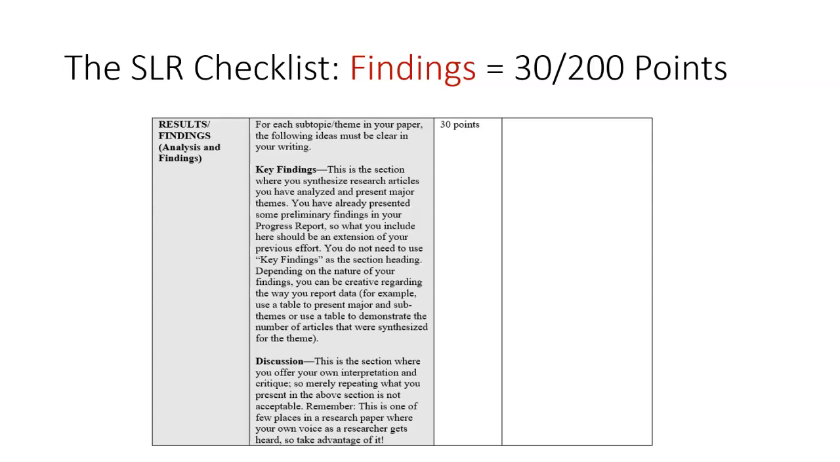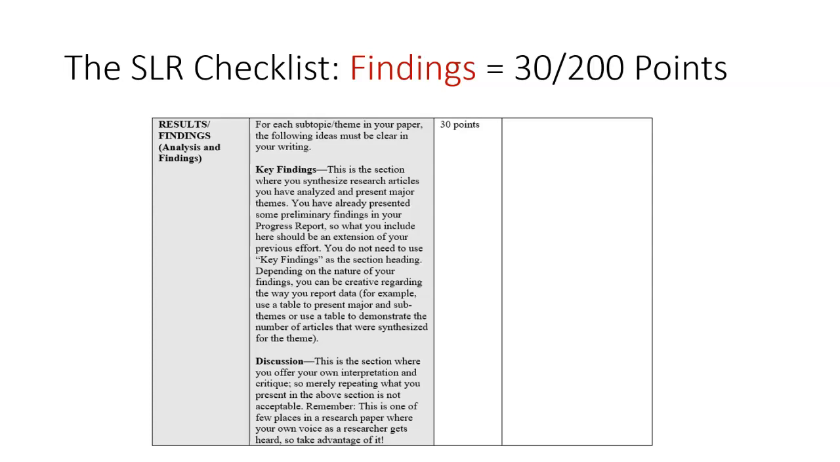And so depending on the nature of your findings, you can be creative regarding the way that you report the data. So we want you to make sure that I see some kind of data table or chart where we get to, as a reader, instantly understand where you landed with the final representation of those articles. It's also important that you have a robust discussion section for each theme as well.